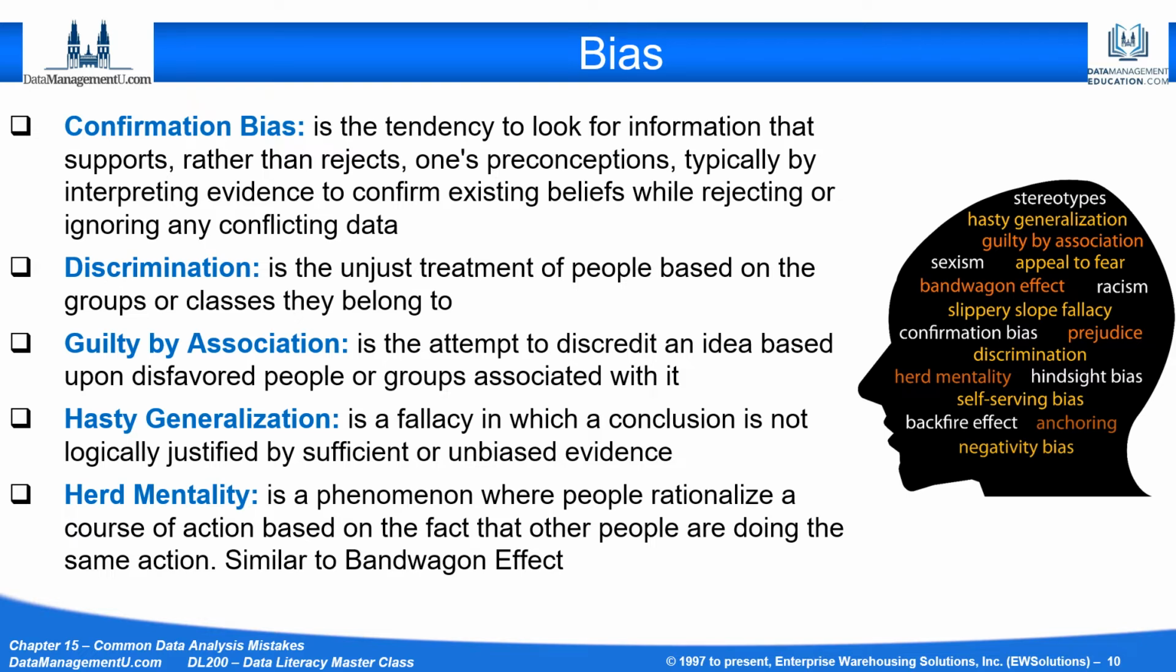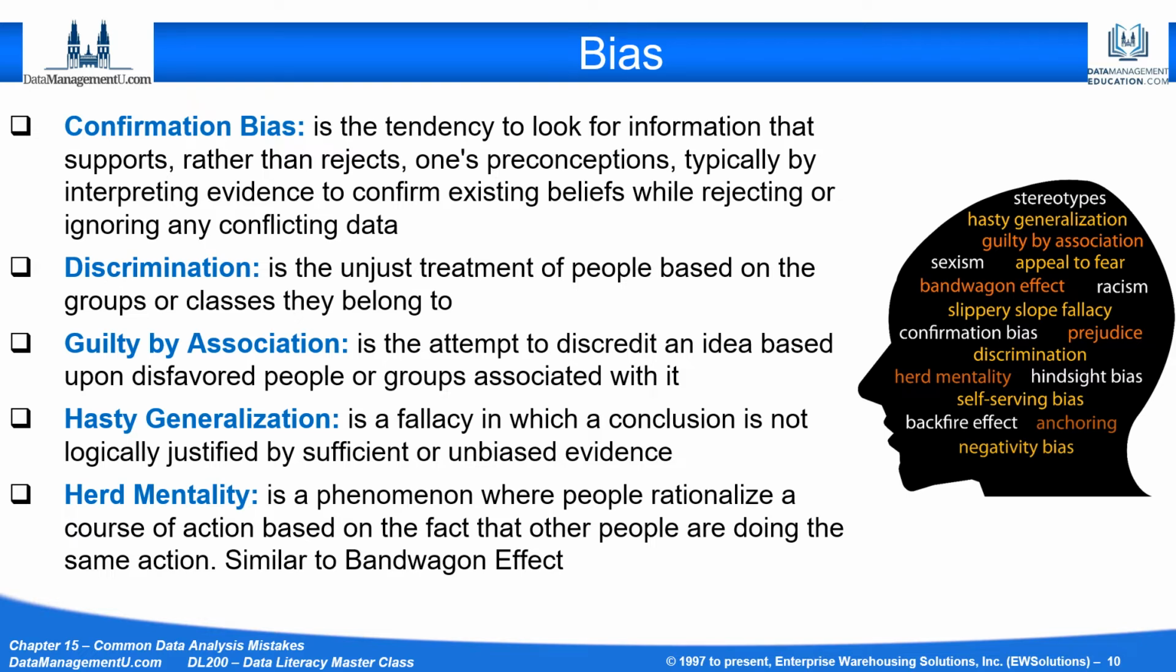Confirmation bias is the tendency to look for information that supports rather than rejects one's preconceptions, typically by interpreting evidence to confirm existing beliefs while we're rejecting or ignoring any conflicting data. Confirmation bias happens all the time in data analysis. You'll have somebody come in with a biased hypothesis, and they're going to look for data that absolutely confirms their hypothesis, their alternative hypothesis, rather than picking the right data and letting it take them where it might.